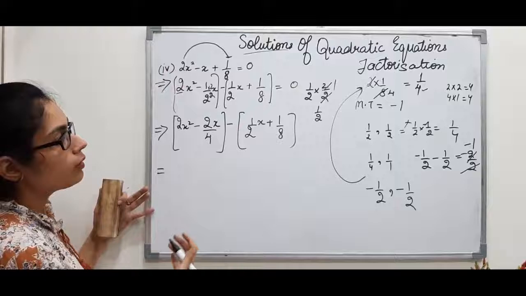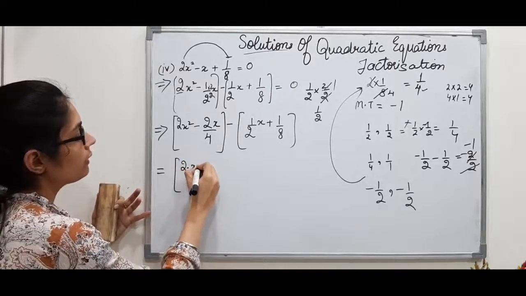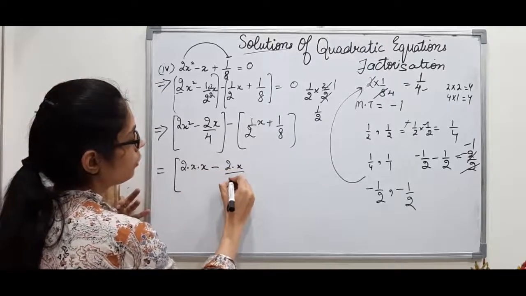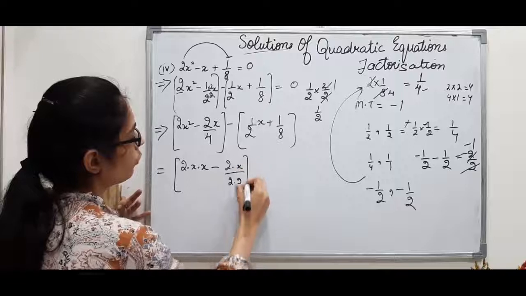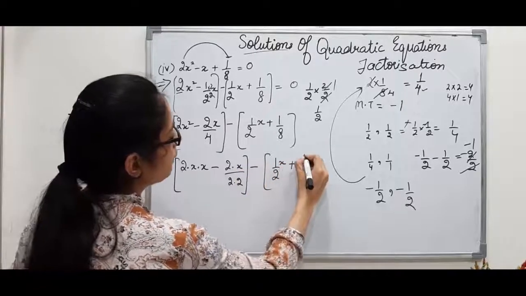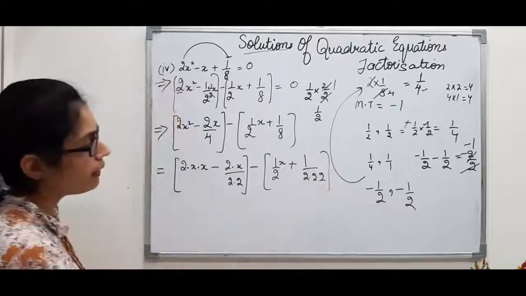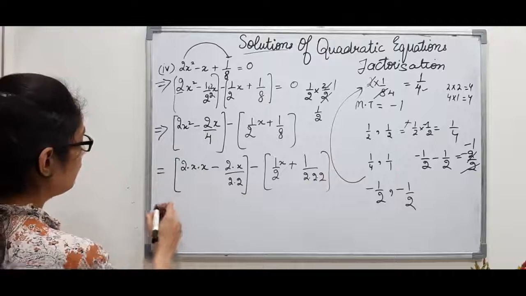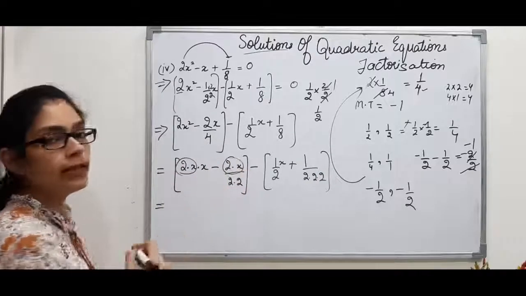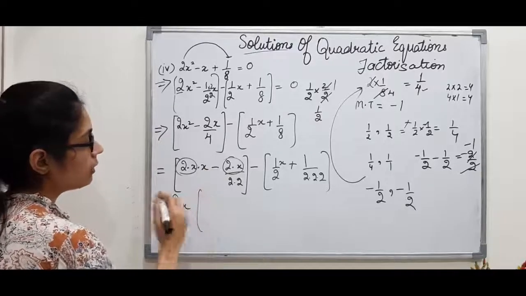Now if you want, we can write these terms in a more simplified way. 2 into x, minus 2 into x by 2 into 2. If you want 4, you can also write it. Minus 1 by 2 as it is we will write, plus 8 we will write 2 into 2 into 2. So in simplified form we have written it now. We will take the common terms out. Here we can see 2x and 2x are present in both. So 2x I will write outside, and the remaining terms I will write here.